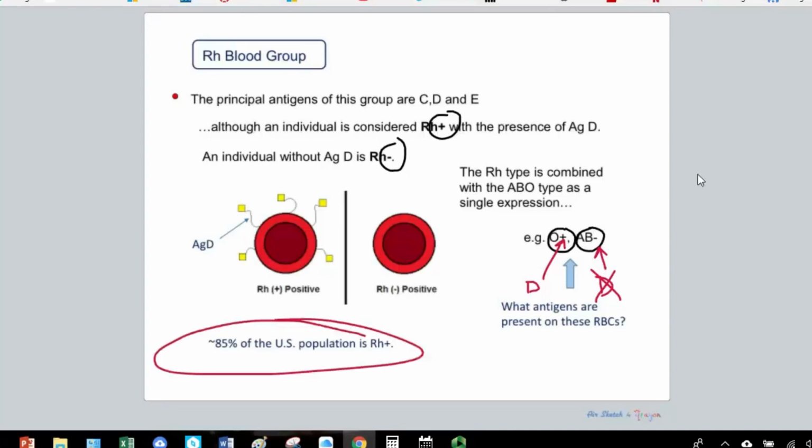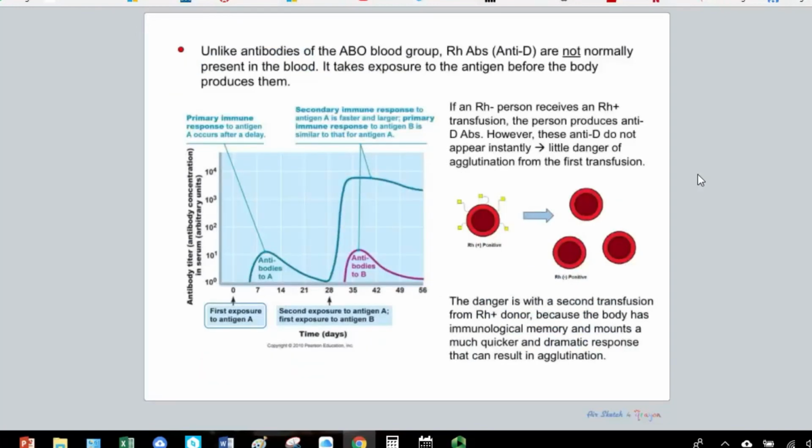85% of the U.S. population is positive. Okay, so unlike antibodies of the ABO group, the anti-A and anti-B, the Rh antibodies, which is anti-D, are not normally present in the blood. So I'll take a step back there.